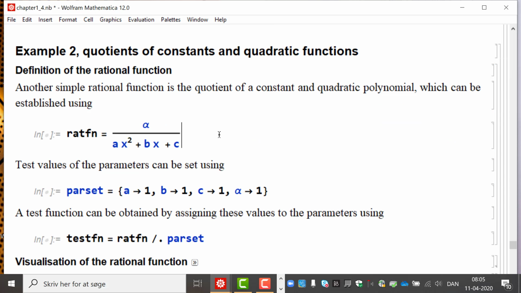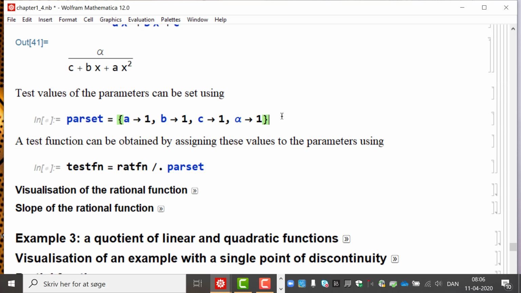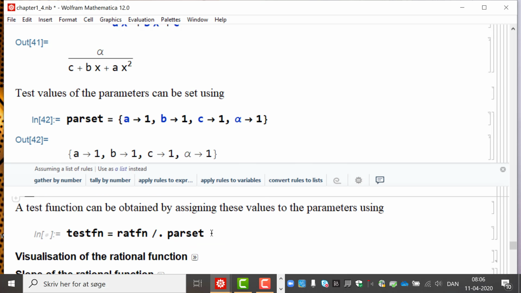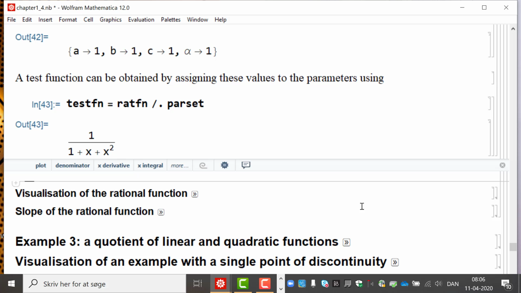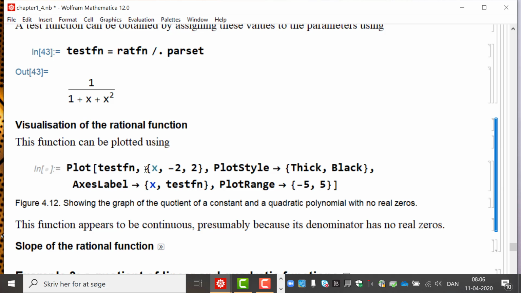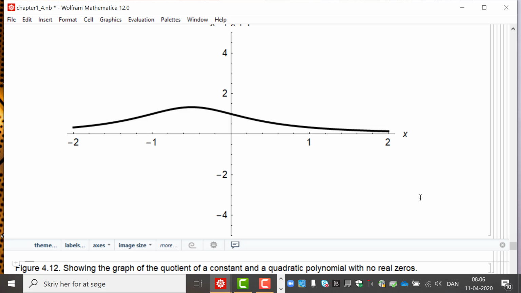So this is what our rational function looks like, most generally, and we can set values of the parameters using this. So A is 1, B is 1, C is 1, and alpha is 1. So that's what our parameters are set to, and we can evaluate the rational function for those values, and that's what it looks like. So we can visualize it. So we can plot it for x between -2 and 2, and so on, and see what it looks like. And that's what it looks like.